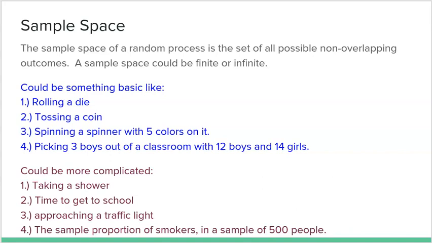Now, the first thing that we need to know to help us try to find probability is to identify the sample space. We need to know everything that could happen if we're going to find the probability of certain events. So a sample space is literally just a set of all possible non-overlapping outcomes. A sample space could be infinite or finite.